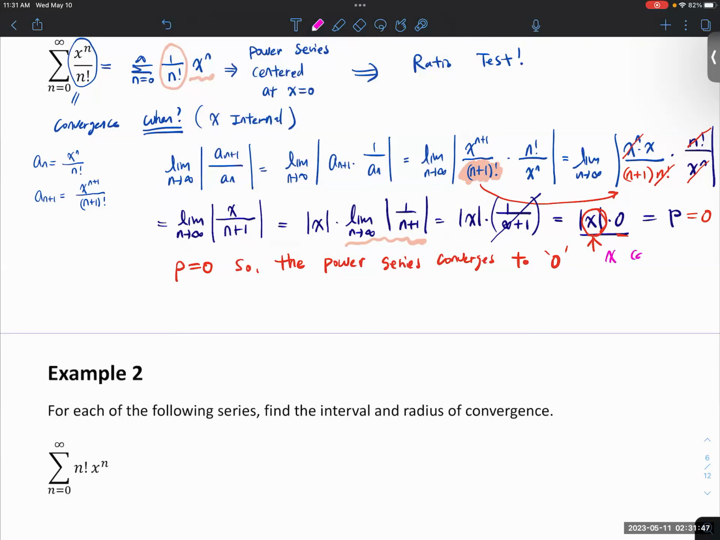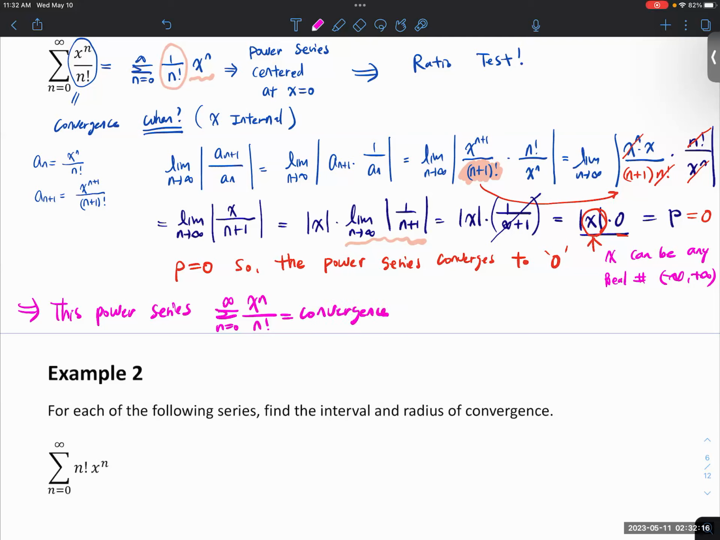So x can be any real number, negative infinity to positive infinity. So therefore, my conclusion is this power series, the sum from n equals 0 to infinity of x to the n over n factorial, is convergent when x is from negative infinity to positive infinity, because x can be any number.